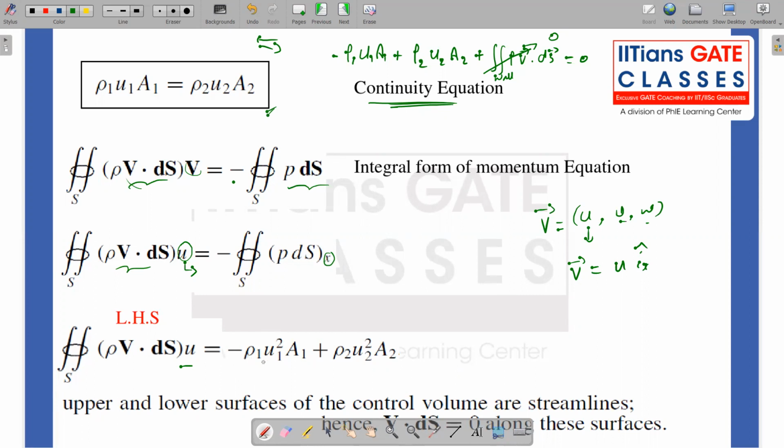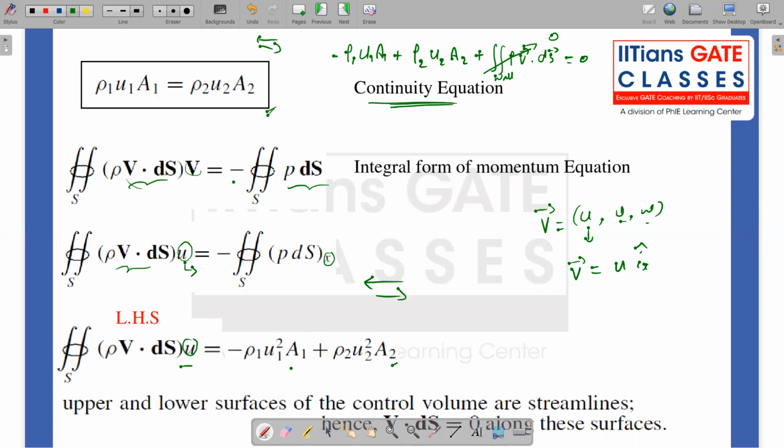At the inlet, u is pointing in this direction and A is pointing in this direction, so there is definitely a 180 degree difference between the directions of those two vectors. So I have a negative sign in front of that: rho1 u1 square. Why is it u1 square? Because this u and this u are now multiplying. So rho1 u1 square times A1 plus rho2 u2 square times A2. This is my left hand side.